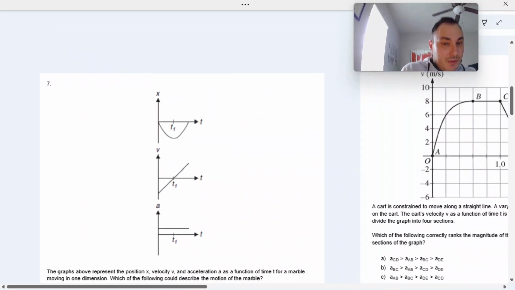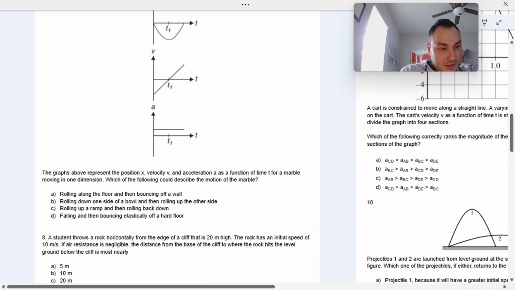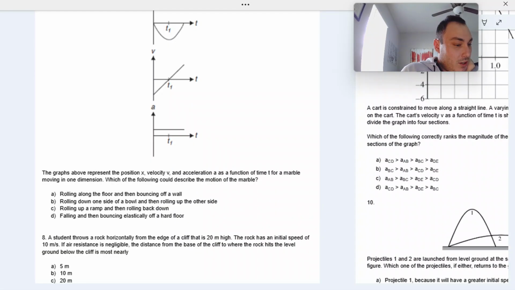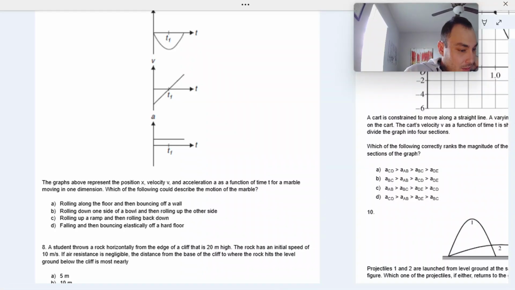Okay, let me zoom out for this one. The graph above represents the position x, the velocity v, and the acceleration a as a function of time for a marble moving in one dimension. Which of the following could describe the motion of the marble? Rolling along the floor, then bouncing off a wall, rolling down one side of a bowl, then rolling up the other side, rolling up a ramp, and then rolling back down, falling, and then bouncing elastically off a hard floor.